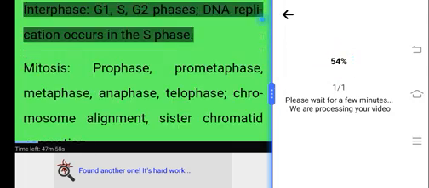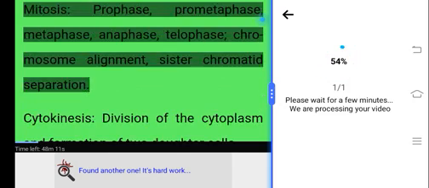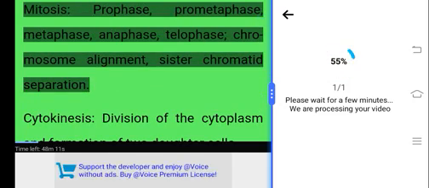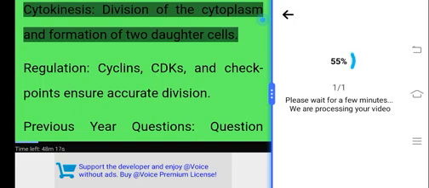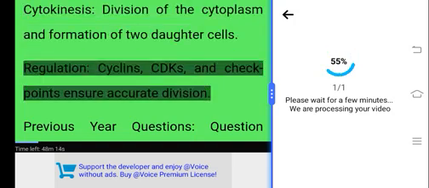Key concepts to focus on. Interphase: G1, S, G2 phases. DNA replication occurs in the S phase. Mitosis: prophase, prometaphase, metaphase, anaphase, telophase, chromosome alignment, sister chromatid separation. Cytokinesis: division of the cytoplasm and formation of two daughter cells. Regulation: cyclins, CDKs, and checkpoints ensure accurate division.